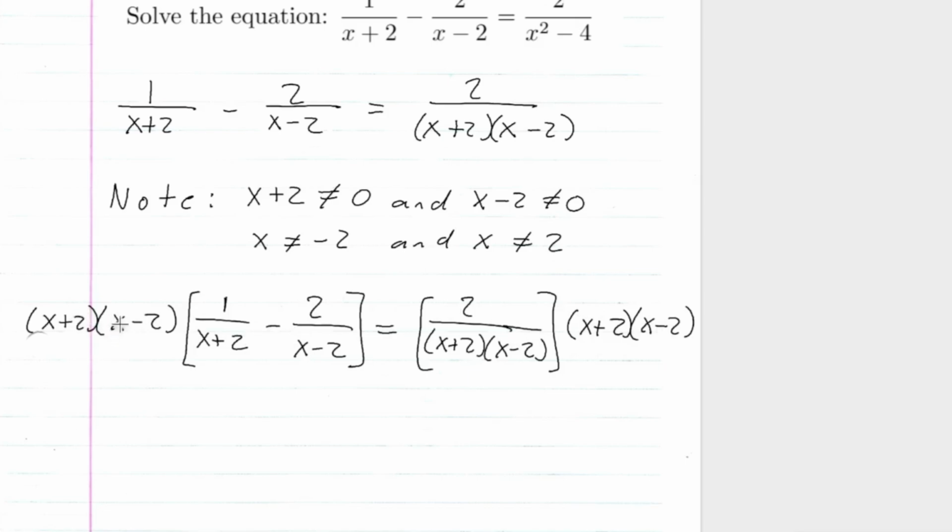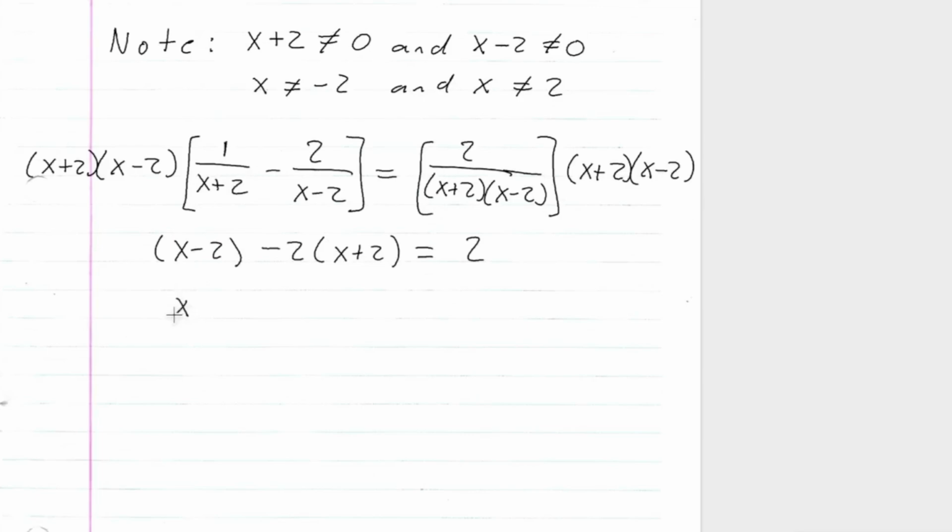So now x plus 2 times x minus 2 times this, we're just going to be left with the x minus 2. And then this times this, we're going to be left with 2 times x plus 2, right? Because in this case, we'd have x plus 2 over x plus 2, which is 1, so we're left with the x minus 2. And then we have x minus 2 over x minus 2, which is 1, so we'd be left with 2 times x plus 2. And over here, we can see both of them go, so we're left with 2 here.